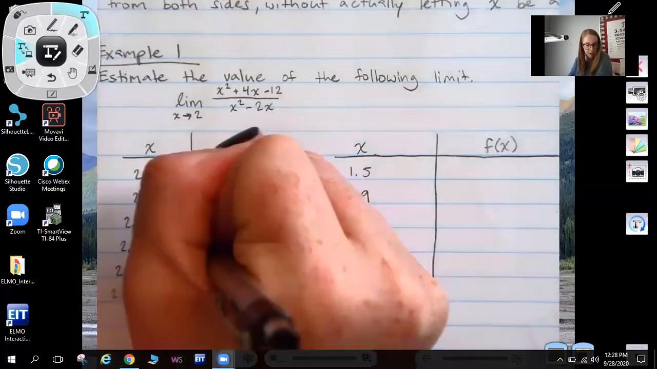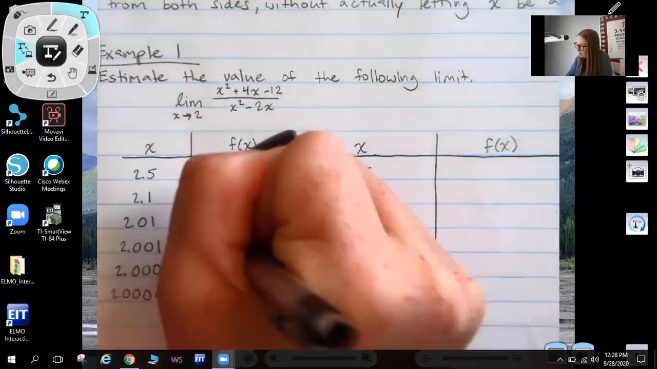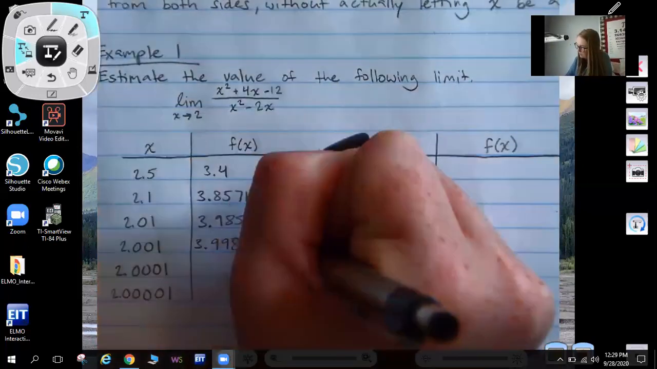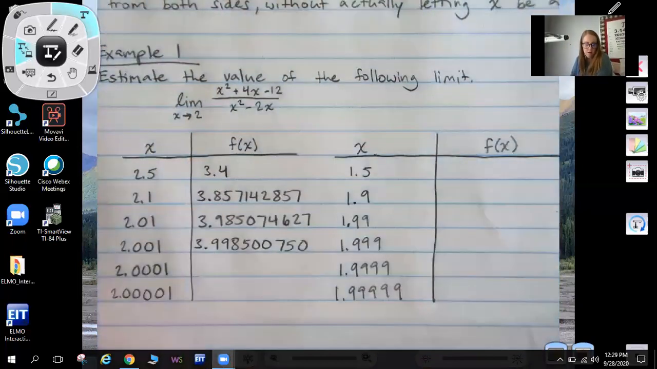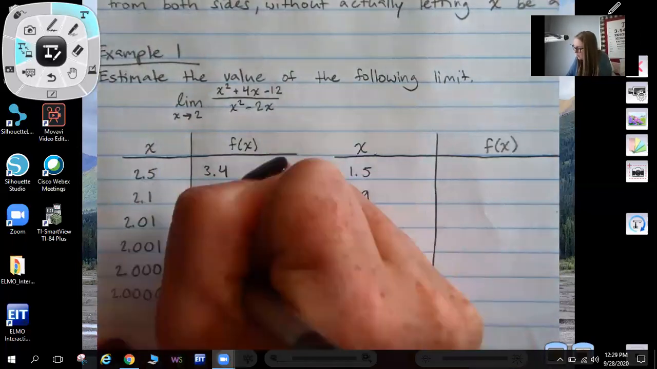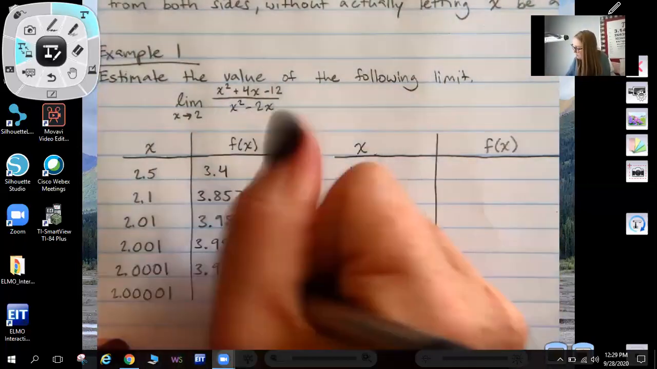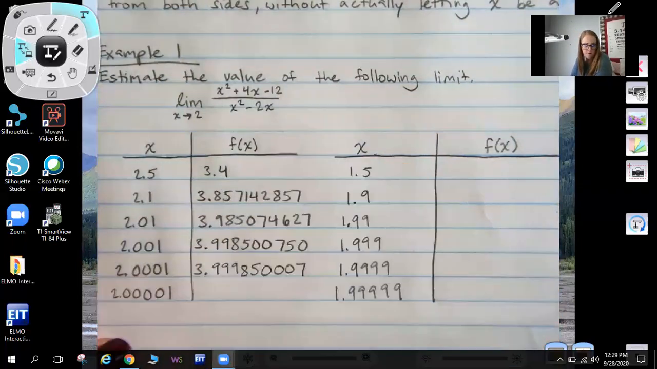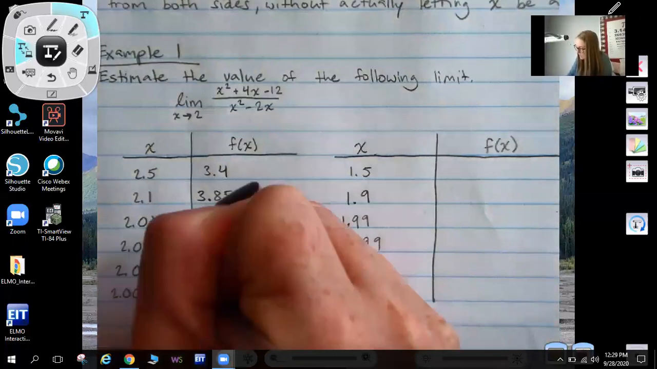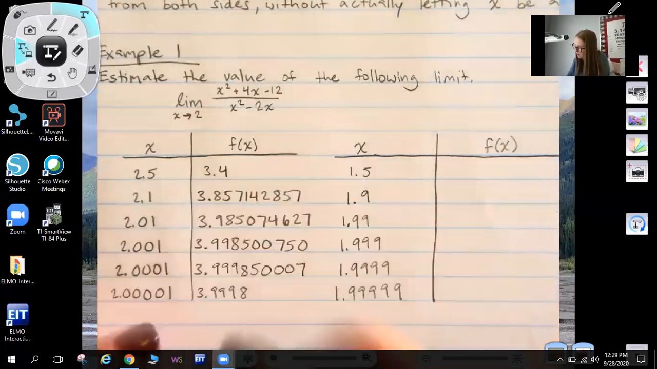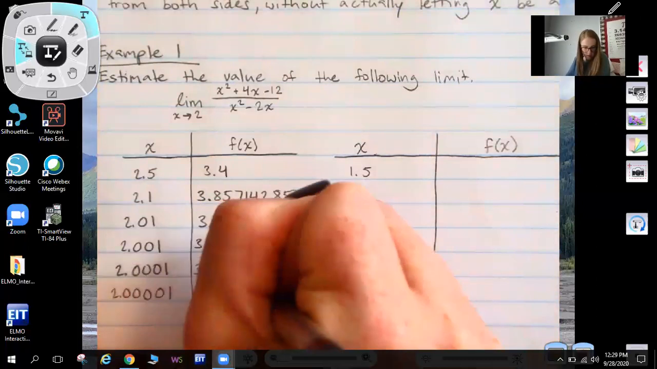Plug in the next one and we get 3.998500750. On the next one, we get 3.999850007. On this last one, we get 3.999985000.